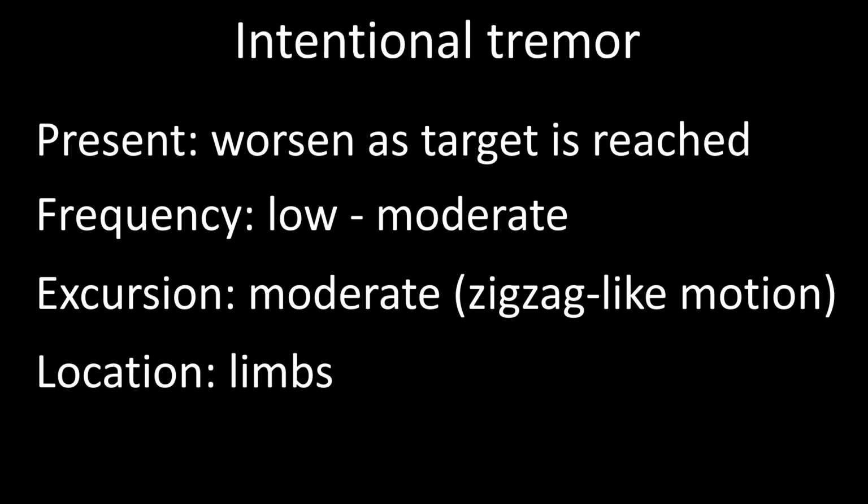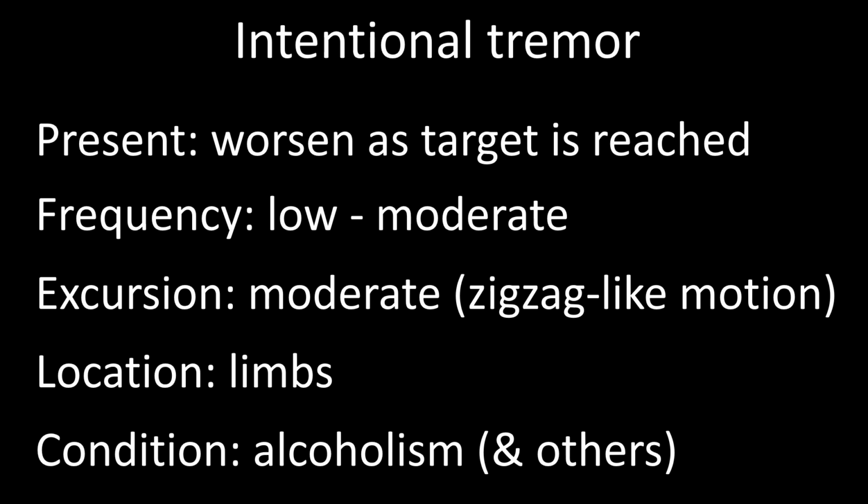Intentional tremor involves mainly the limbs, and this zigzag-like motion is most often seen in alcoholics and other conditions. The classic cerebellar tremor is often intentional tremor. Chorea is defined as an involuntary spasmodic movement, especially of the limbs and facial musculature.